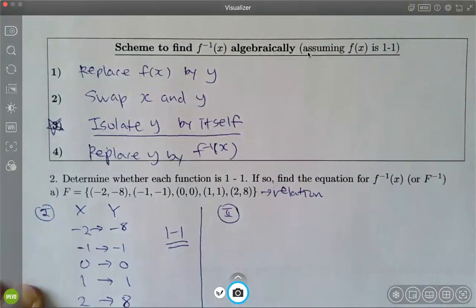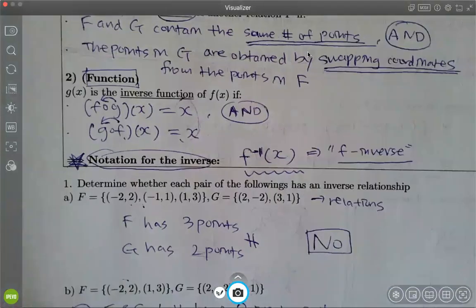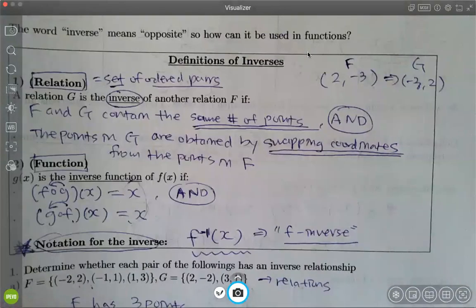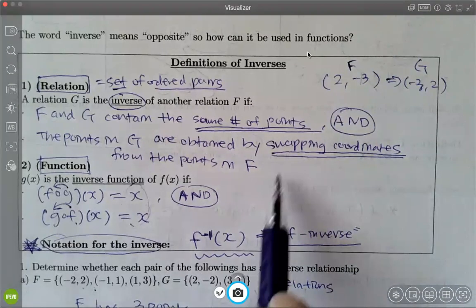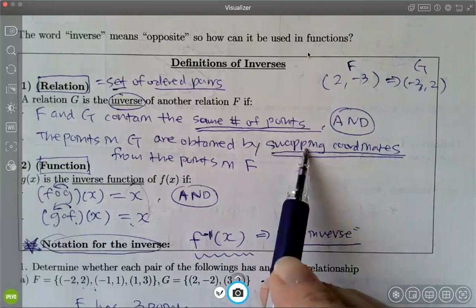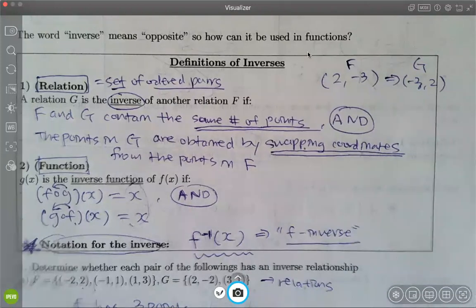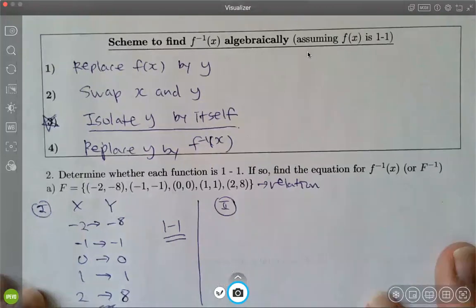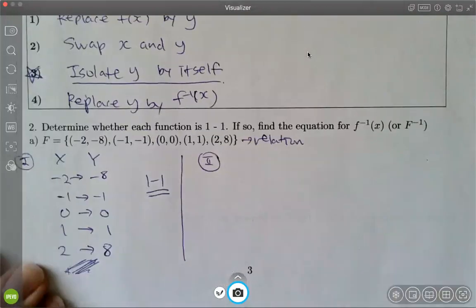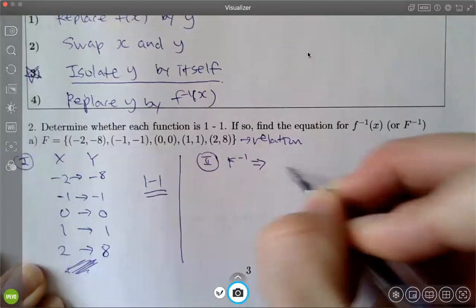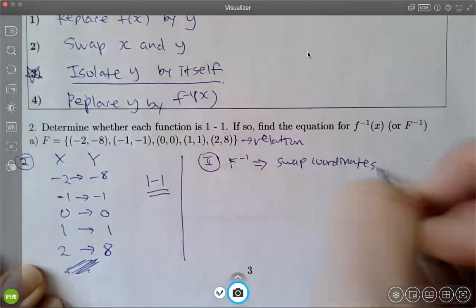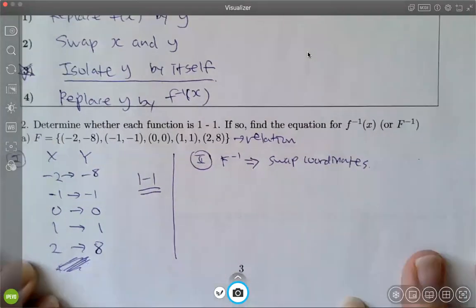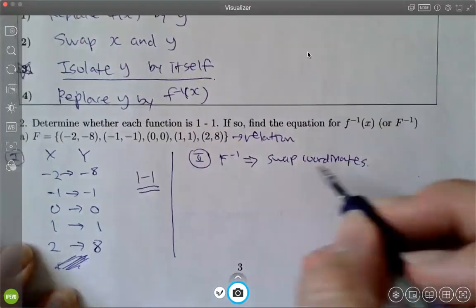okay, so now going back all the way to the beginning of this section. So how do you find the inverse relation? You have to swap coordinates. Remember that? Okay, so what do you have to do here? To find the f inverse, you have to swap coordinates. Okay, so now what does that mean?